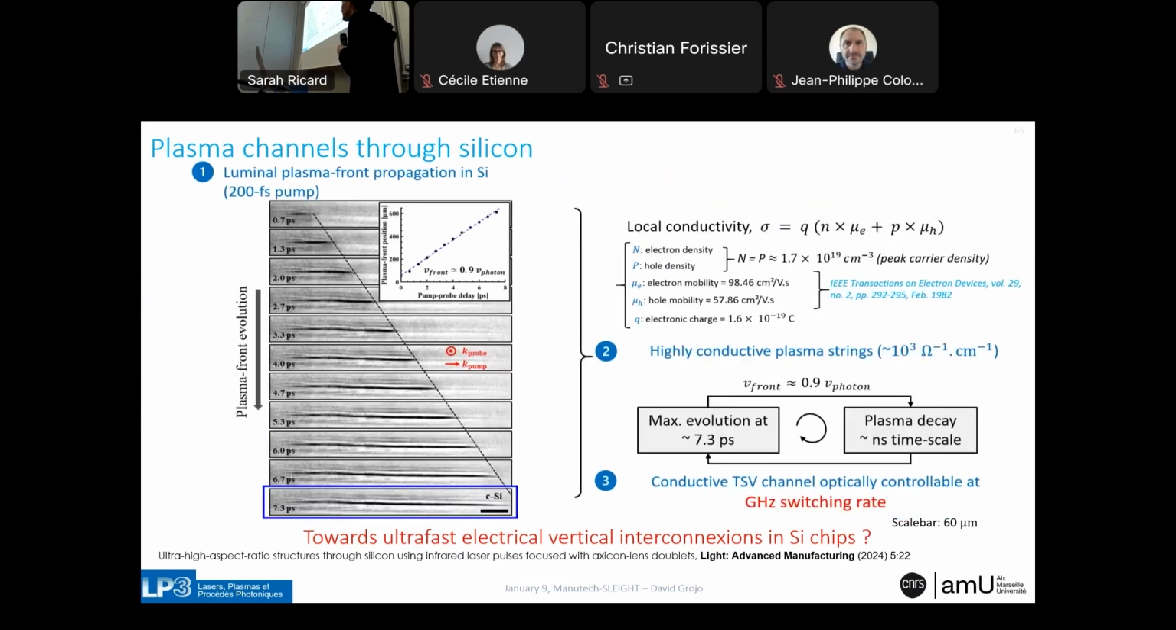Again, with the same special characteristics, this is a channel of free carriers. This is a conductive transient material. So we can create this plasma string in 7 picoseconds. We know that the typical lifetime is nanoseconds. So this gives, for instance, the vision of electrical vertical connection inside silicon chips that could be optically controllable at gigahertz repetition rate.